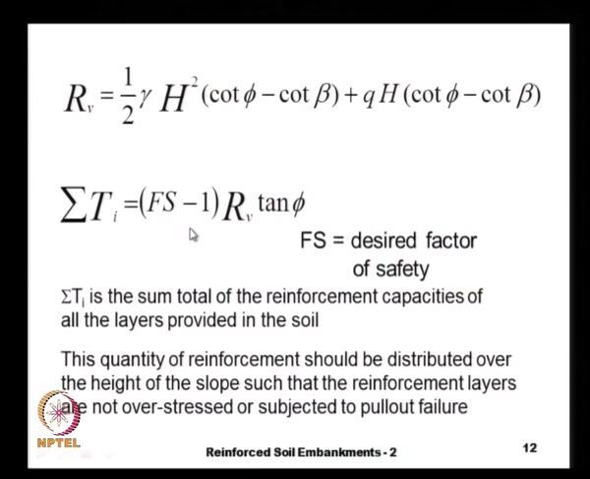Because of the provision of reinforcement layers, our factor of safety is going to be greater than 1, and so this sigma Ti is the sum total of the reinforcement capacities of all the layers provided in the soil to increase the factor of safety of the slope from 1 to Fs. And so, this quantity of reinforcement should be distributed uniformly over the height of the soil such that the reinforcement layers are not overstressed or subjected to pull out failure. Overstressed means the force that is transferred into each reinforcement layer should be lower than the tensile strength with some adequate margin of safety.